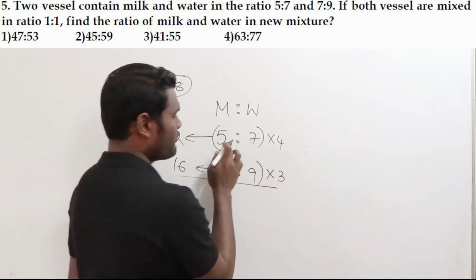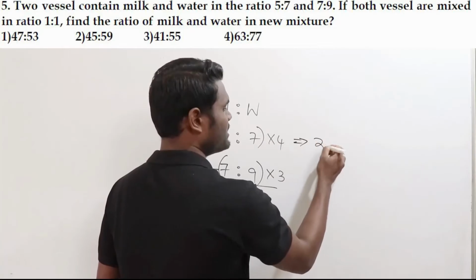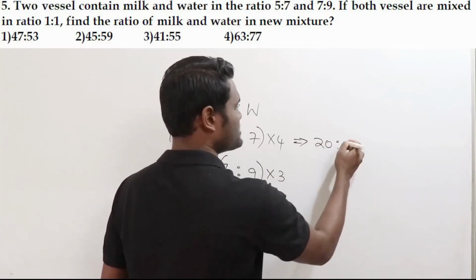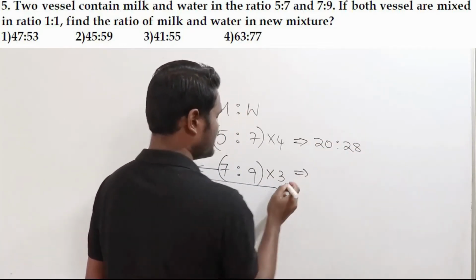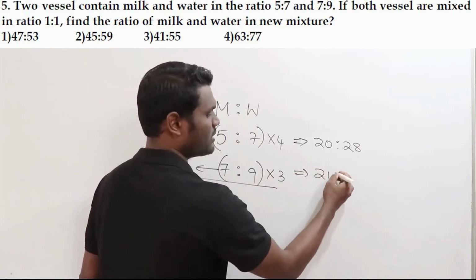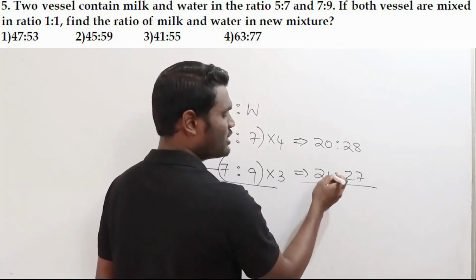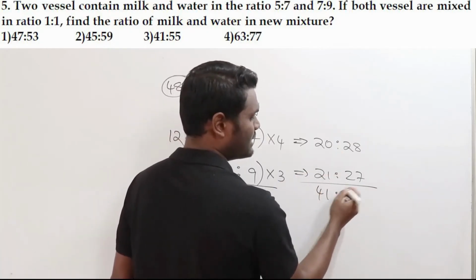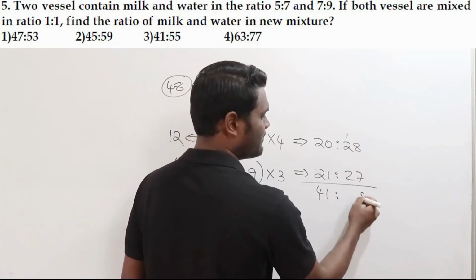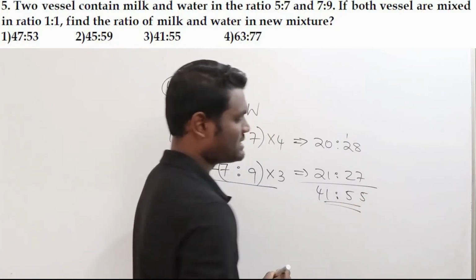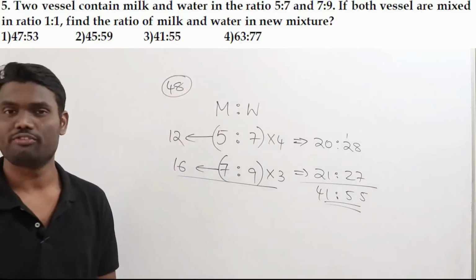Now what happened? 5 into 4, this will be 20. 4 sevens 28. 3 sevens 21. 3 nines 27. Now 21 and 20, this will be like 41. 28 plus 27, this will be 55. So we can say that the ratio is nothing but 41:55.